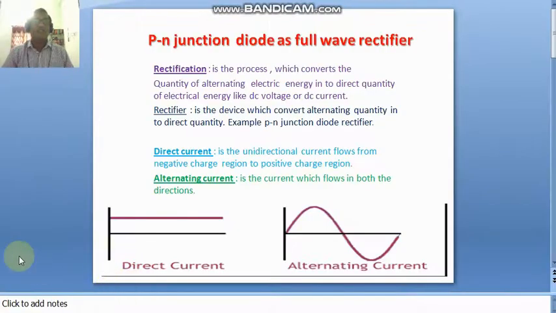Today, we are discussing the PN junction diode as a full wave rectifier. In the previous class, we discussed the PN junction diode as a half wave rectifier.